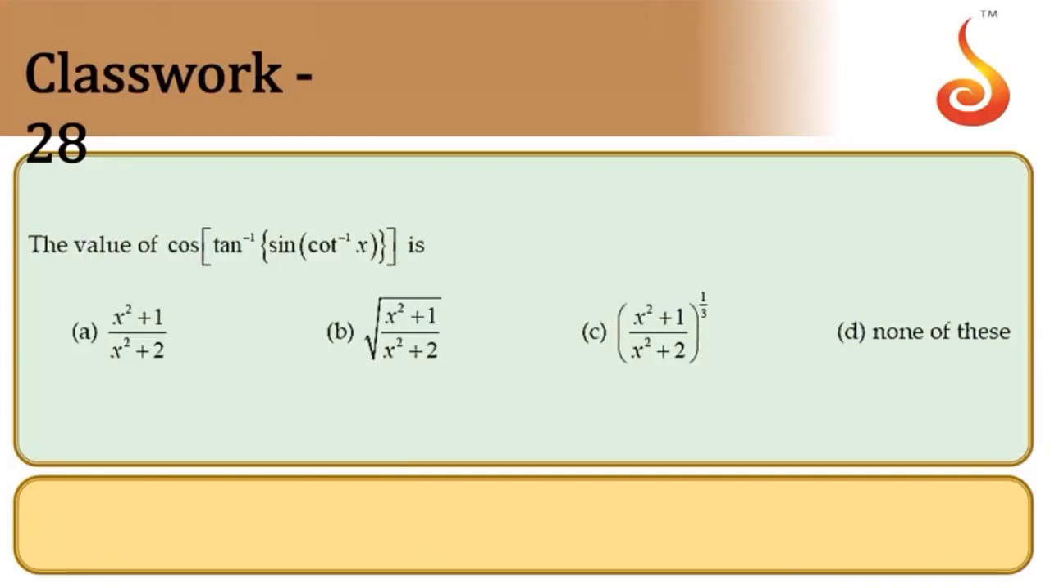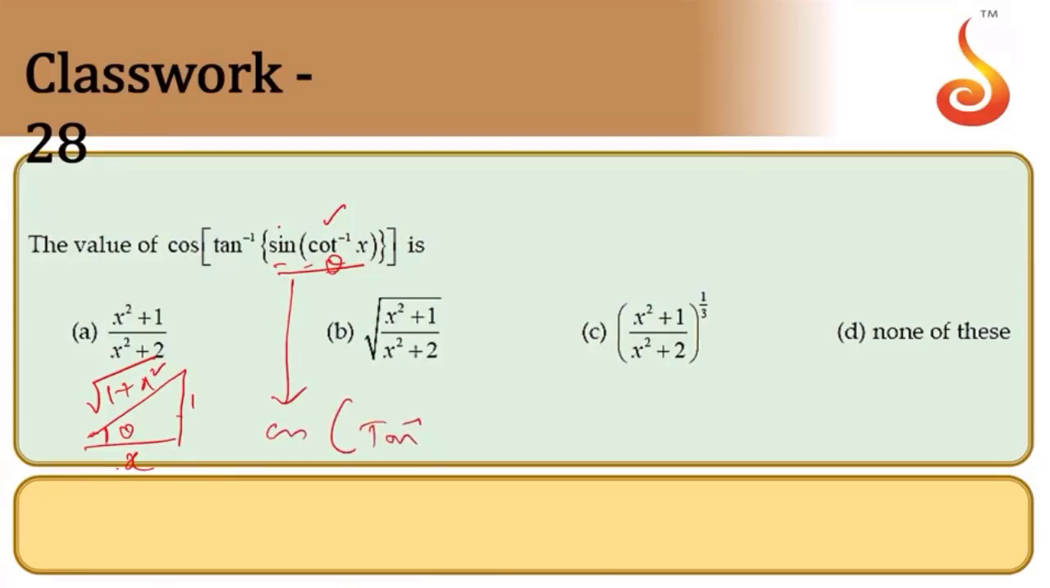So using the triangle formula, this can be written as the cot x. So when cot inverse x is equal to theta, this can be written as adjacent side by opposite side. Hypotenuse will be root of 1 plus x square. So sine theta from here, if this is theta, then sine theta is 1 by root of 1 plus x square. So the whole thing can be written as cos of tan inverse of this sine of cot inverse x, which can be written as 1 divided by root of 1 plus x square.